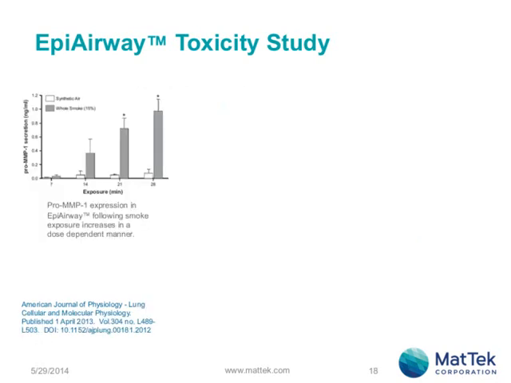First, the responsiveness of the EpiAirway cultures to the cigarette smoke was determined by the measurement of pro-MMP release into the basal media. Pro-MMP release has been shown in previous studies to be upregulated in response to cigarette smoke, both in vitro and in vivo. So in this figure, you see that with an increase in exposure time, you have an increase in secretion of pro-MMP1, which indicates that the tissues are responding appropriately to the smoke exposure.